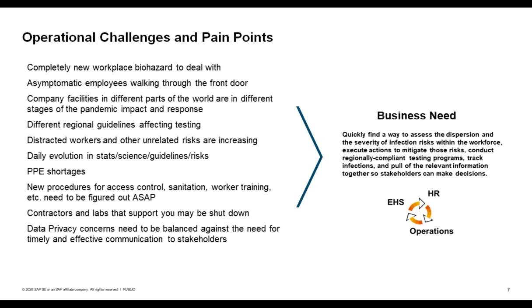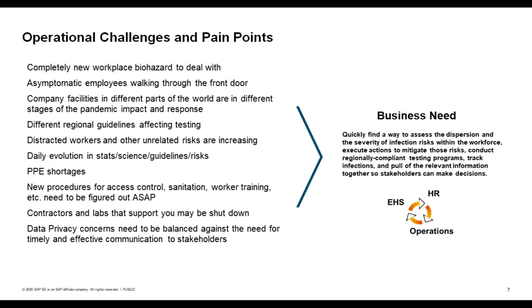And then finally, this is a health topic, and so workers are being diagnosed in some cases. All the testing information overall is being tracked, and so data privacy concerns have to be balanced against making sure that communication is happening to all the right stakeholders in a timely way. So again, some of the pain points, some of the challenges that are now apparent in the workplace for the EHS function. And what this results in is a specific business need where these professionals need a way to assess the risk overall, the dispersion of the risk, the severity of the risk in different locations, different job actions, and so forth. And then, once risks are identified, identify actions to mitigate those risks, track testing, track infections, and then communicate all that to the appropriate people.